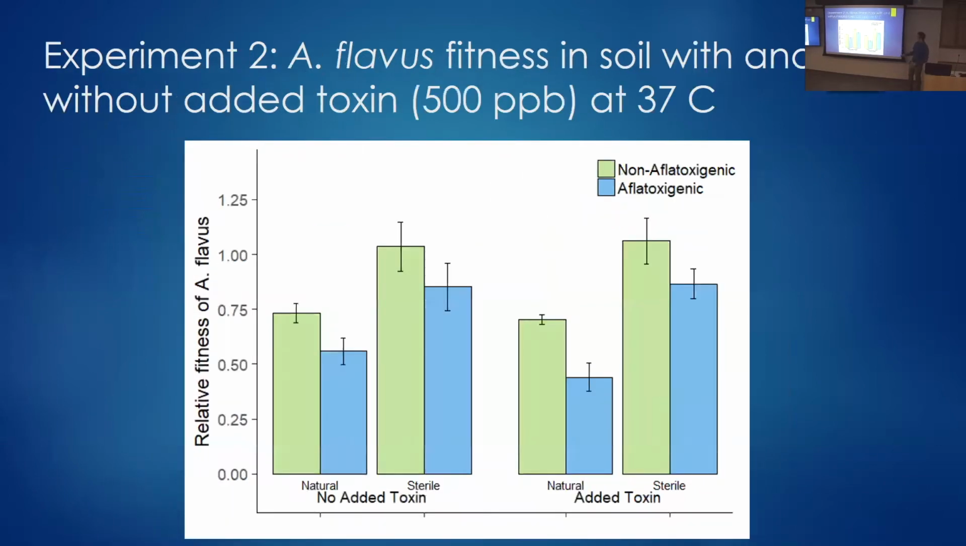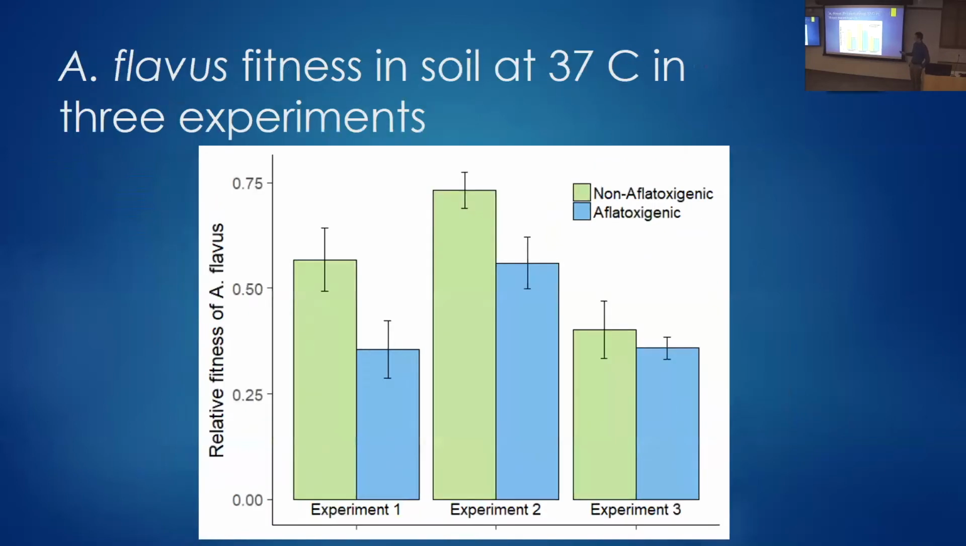This is at 37. We see the same pattern: in natural soil, we see a significant difference between non-aflatoxigenic and aflatoxigenic isolates. Now, it looks like the same pattern here in sterile. This difference was not significant. This difference was. So we were, again, surprised by this. So we decided to do it a 3rd time.